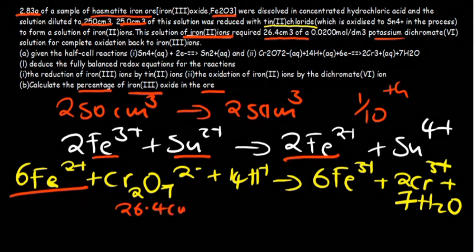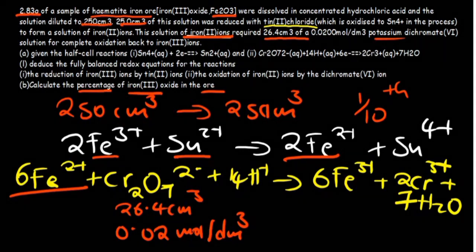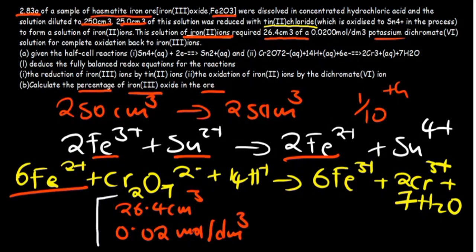So we're going to move backwards. Looking at the question, we've been given the concentration and volume required by the iron. After we determine the number of moles of the dichromate that was required, we're going to use the mole ratios to determine the number of iron 2 ions that had reacted in this last part of the reaction.